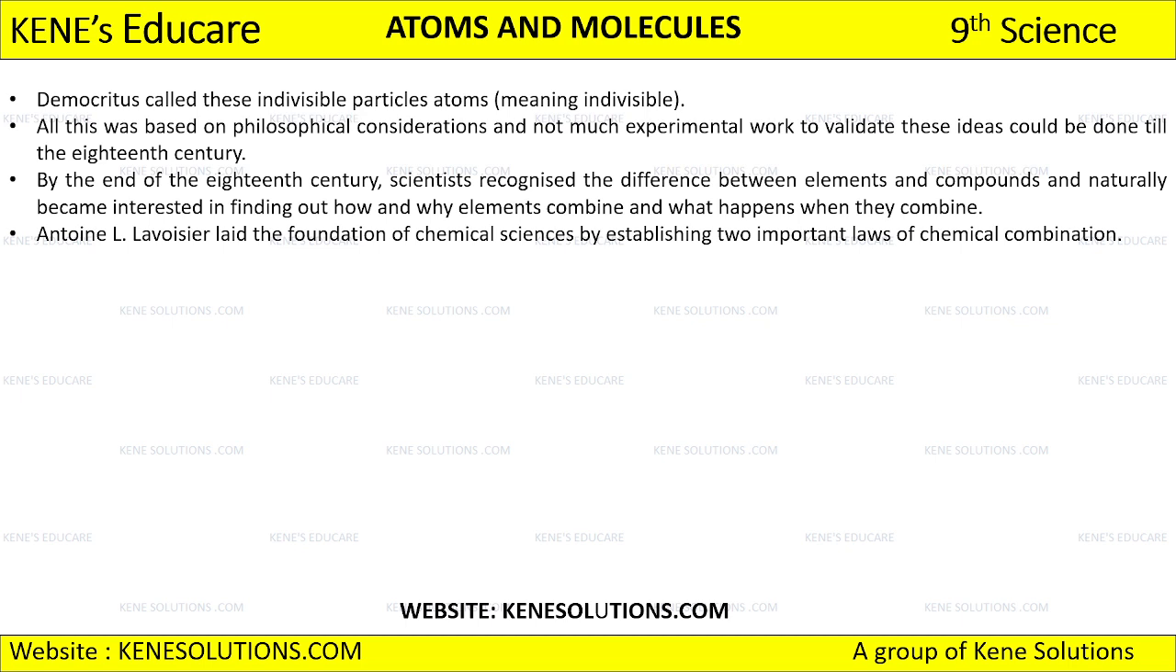Okay, so Antoine Lavoisier laid down the foundation of chemical sciences by giving us two important laws of chemical combination, which we know as the law of conservation of mass, and the second law that we know as the law of constant proportion or law of definite proportion, right? So I just want you all to go through the slide once.